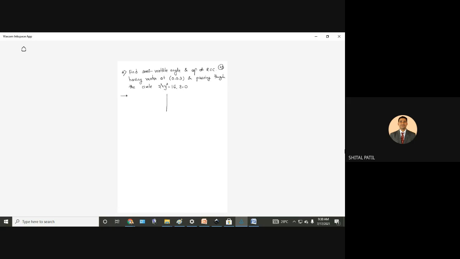So this is what we have: x axis, y axis, z axis. Here is the vertex 0, 0, 3. This is the equation of circle: x square plus y square equal to 16, comma z equal to 0. Why is this z equal to 0 given?